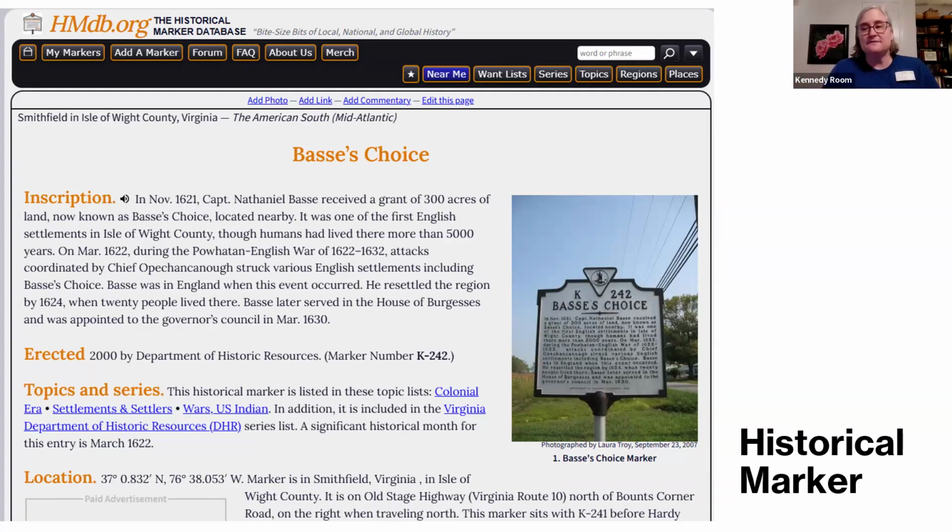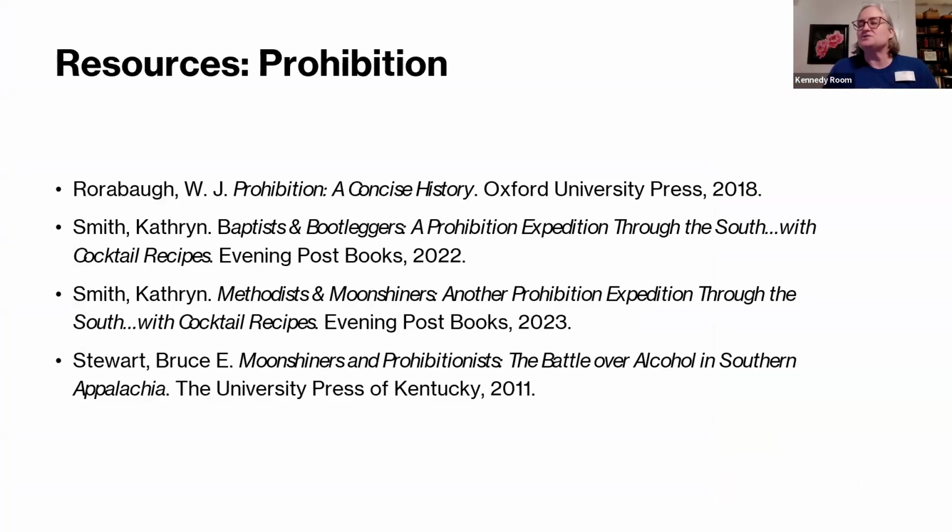So, you may find historical markers. It's one of those situations where social history is looking at those resources outside of your standard genealogy lists of names, dates, and locations. So I'm going to talk through some different types of resources for different types of research, and I'll start with Prohibition. Some of these I've talked about earlier, some of them I haven't. And these are not exhaustive lists, these are just examples.